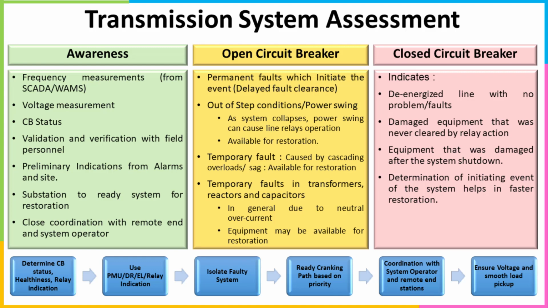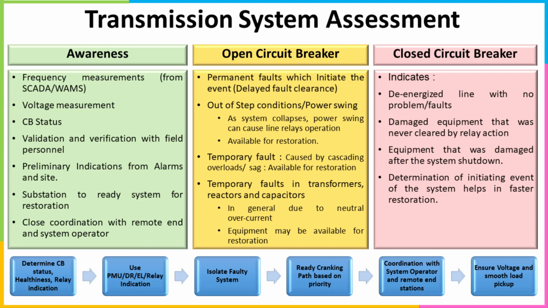Then in the field, two kinds of scenario will be there. Either your circuit breaker will be open or your circuit breaker will be closed. So what could be the probable reason for your circuit breaker opening and what could be the probable reason for the circuit breaker being closed? That you have to assess with the help of the field level personnel. A permanent fault, which has created the event and resulted in a delayed fault clearance, can result in protection operation, and due to this the circuit breaker has tripped. So you have to take an indication of what the relay indication is for this line, whether the fault was on this line or on the other line, what has happened, whether it has tripped on the fault or tripped on the power swing or any other kind of criteria.